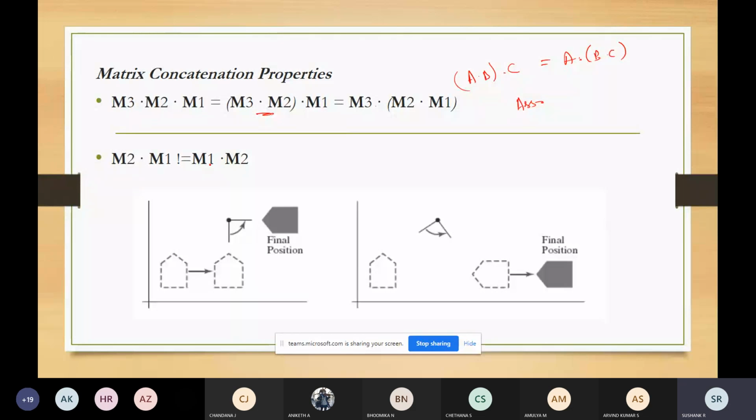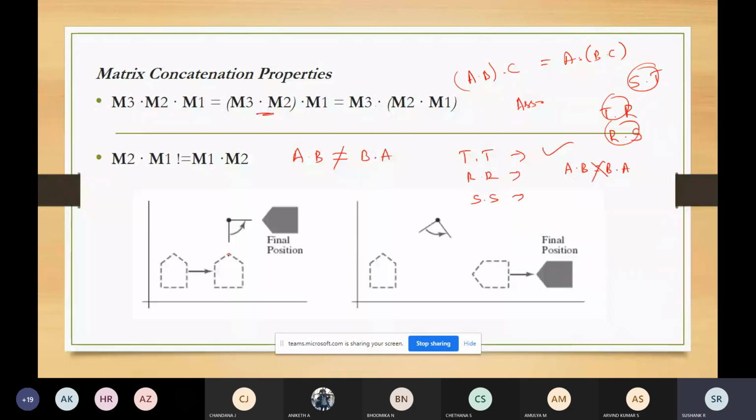But multiplication of matrices is not commutative, like A into B is not the same as B into A. Only when the same operations are present, like when translation is present, it will work. A into B will be the same as B into A. When rotation is there, A into B will be the same as B into A. When scaling is there, A into B will be the same as B into A. But when two different operations are there, translation followed by rotation, or scaling followed by translation, when the operations are different, the matrix will not be commutative.